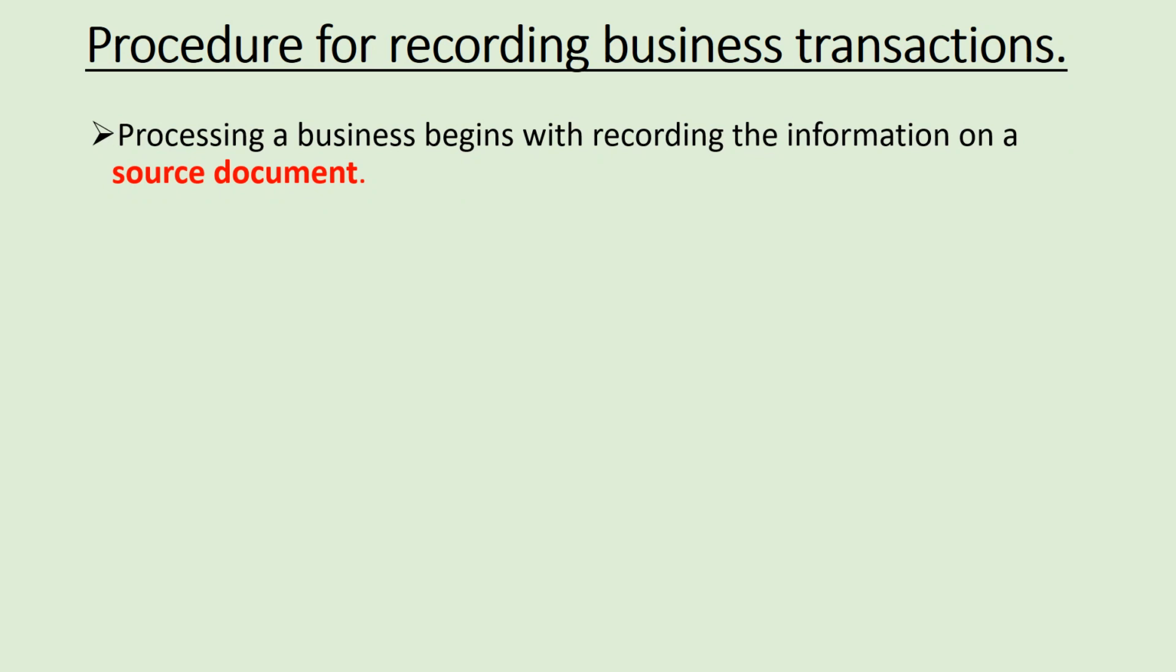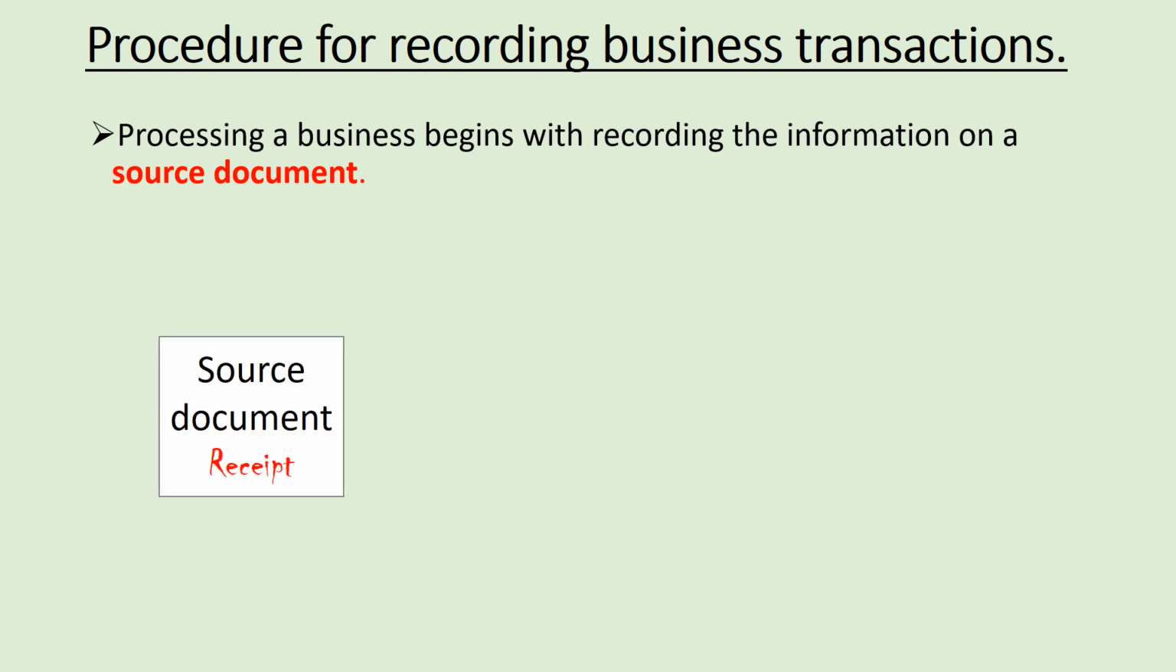Imagine this scenario where you go into a shop and you buy some things. You're going to be given a receipt. A receipt is called a source document because it's going to be used by the business to record the information pertaining to that transaction in the books of accounts. Once a receipt, which is a source document, has been generated, the next job for the accountants of that business is to identify the accounts that are involved in the transaction.